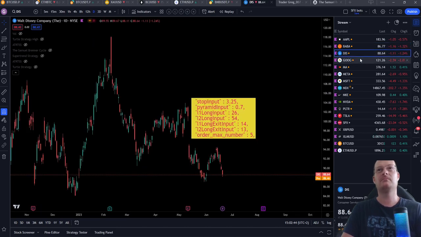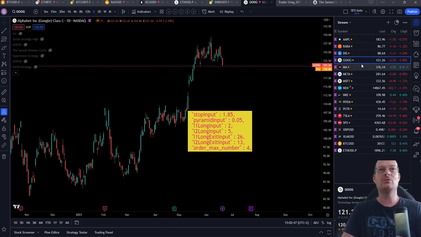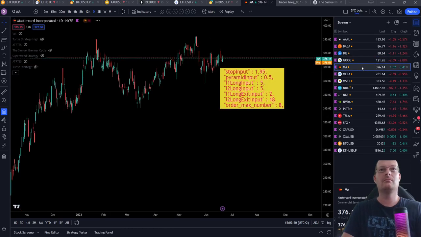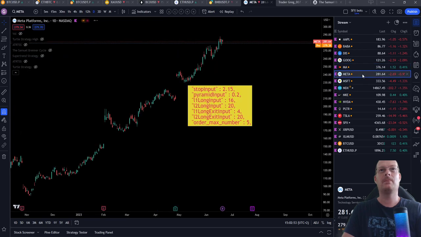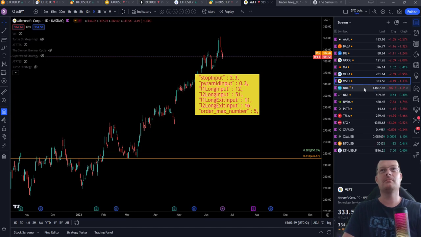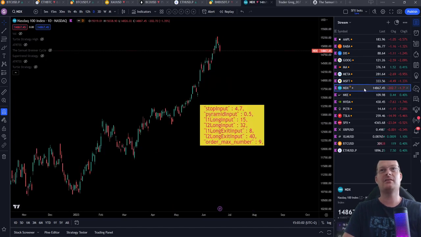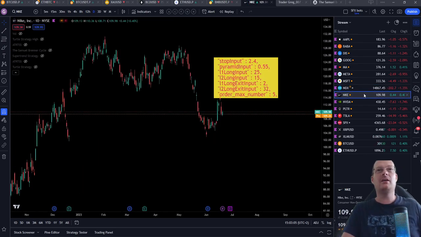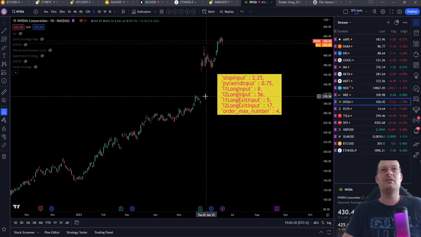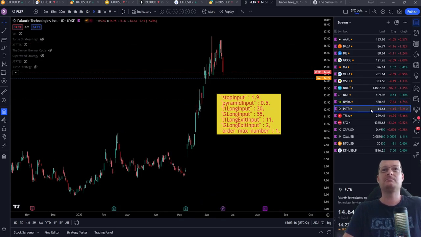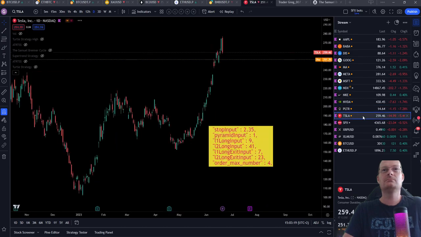Disney, in Google, MasterCard, Meta, Microsoft, Nasdaq, Nike, Nvidia, which made a nice gap over here, Palantir, here we have Tesla, and then we switch to the cryptos.